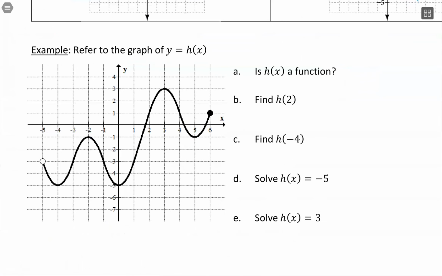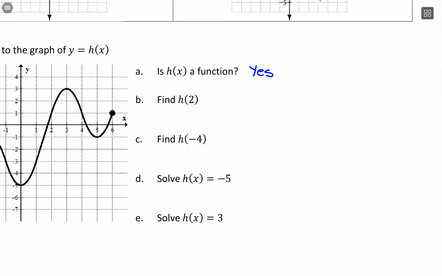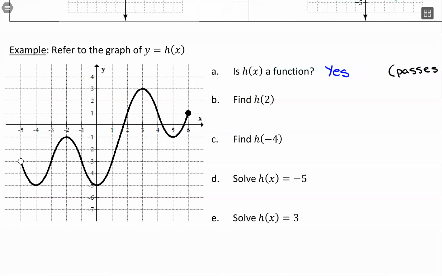Now, using our function notation with graphs, the first thing we can do is determine whether or not we have a function, so whether or not we should even answer these questions. If I imagine my vertical line test with this graph, we are all good. So yes, it is a function. If you're ever asked why, you could just say that it passes the vertical line test. So we could say it passes the VLT.